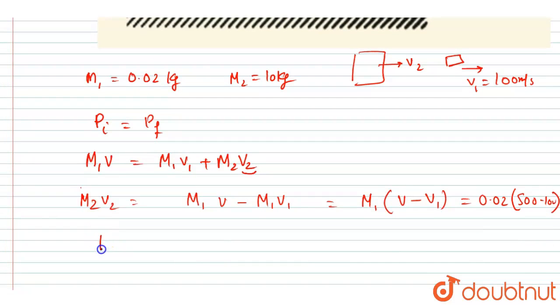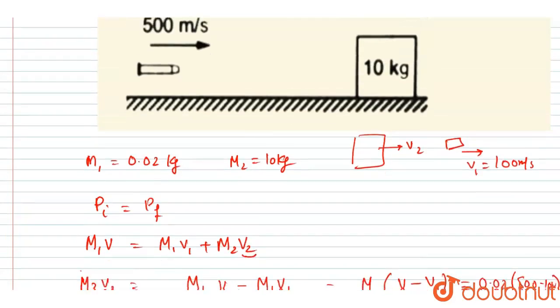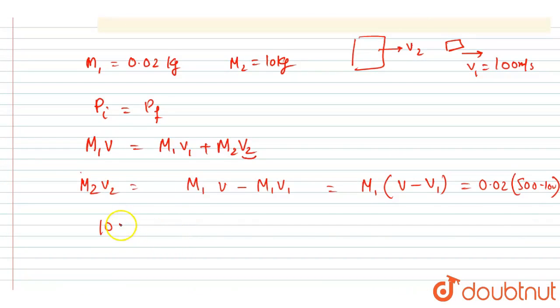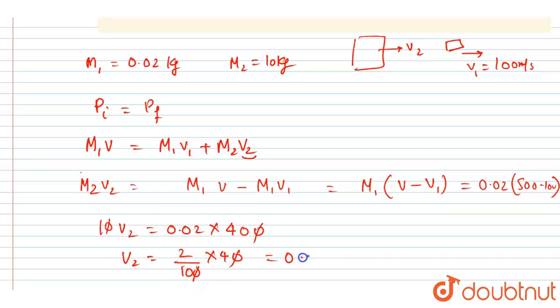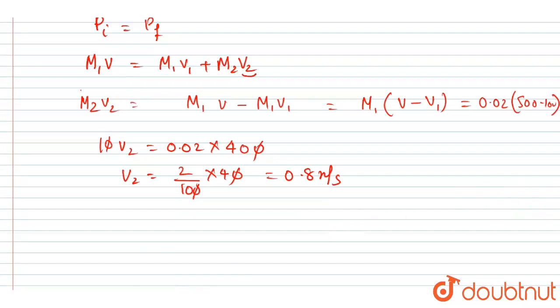So yeah, the mass of the block is 10 kg if you see, and v2 is to be calculated. So 10 v2 is equal to 0.02 times 400, right, and this will get cancelled out, and you will get v2 is equal to 2 by 100 into 40. This 0 will get cancelled out, and you will get 0.8 meter per second. So the velocity of the block will be 0.8 meter per second, right?